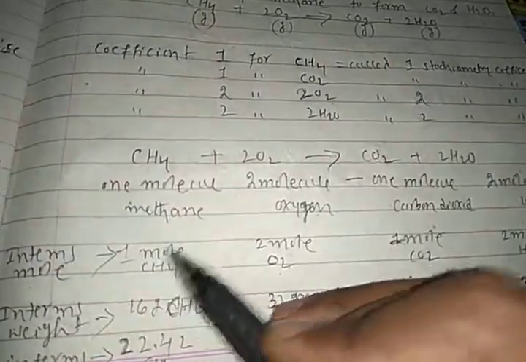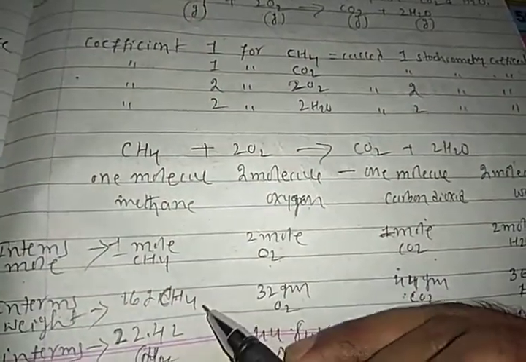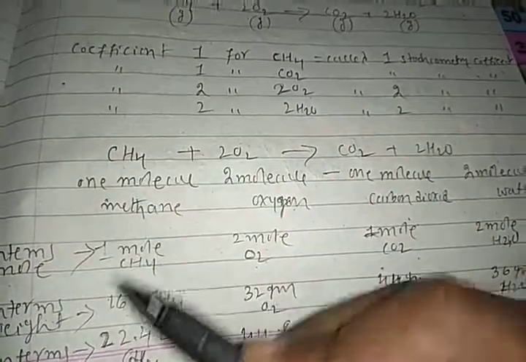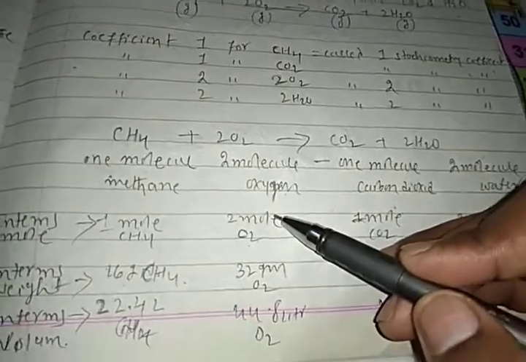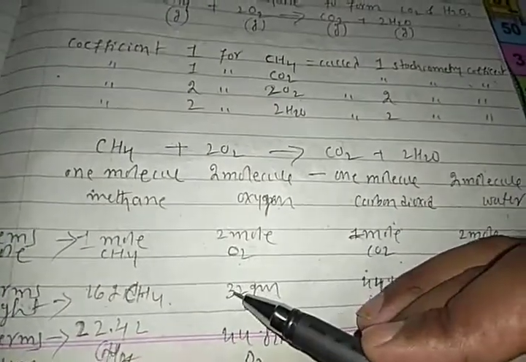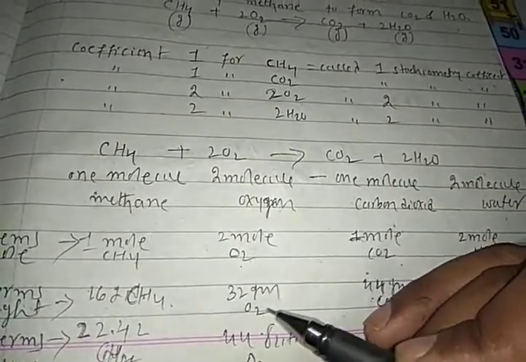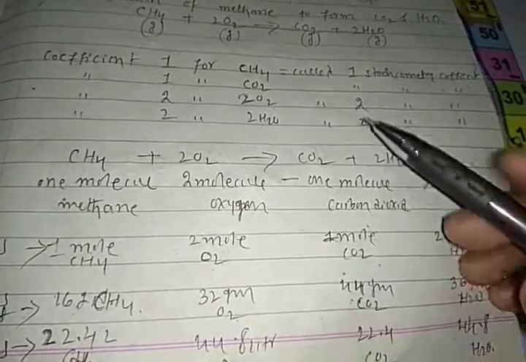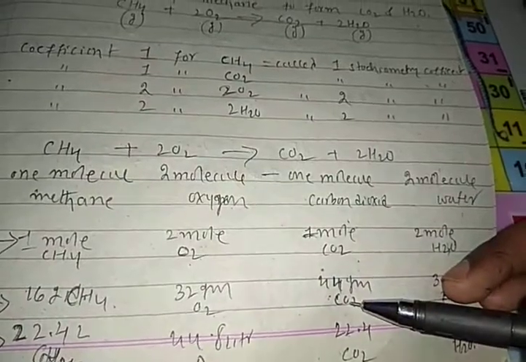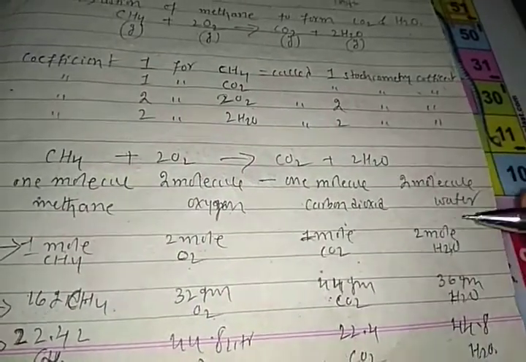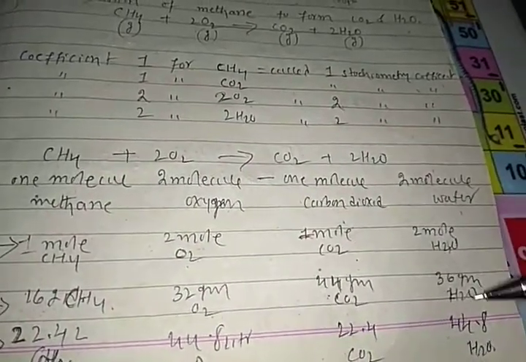So this 1 mole, we convert in terms of gram, in terms of weight. 1 mole of methane means 16 gram of methane. 1 mole contains how many grams? 16 gram. So 2 moles of oxygen means how many grams? 32 gram of oxygen. Right, 32 gram of oxygen. 1 mole of carbon dioxide means 44 gram of carbon dioxide. 2 moles of water means 36 gram of water.